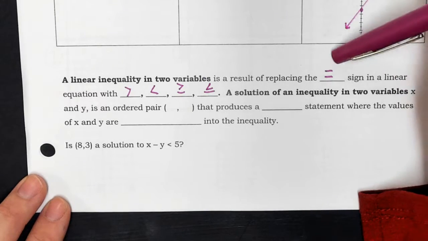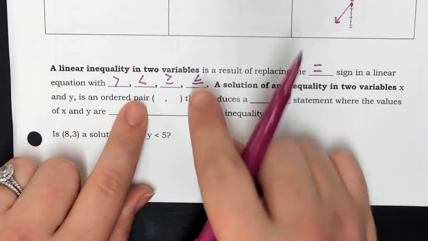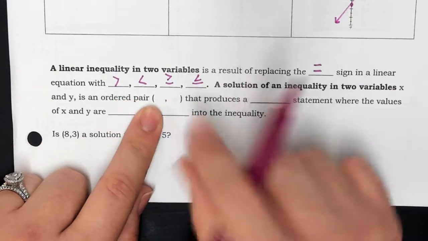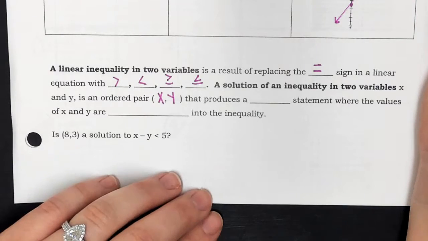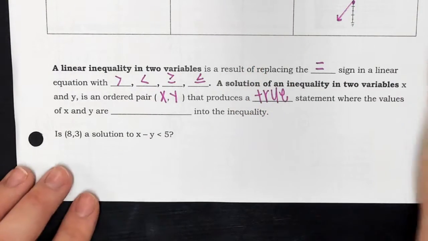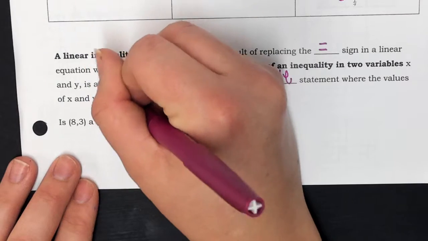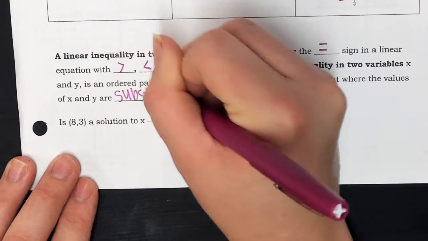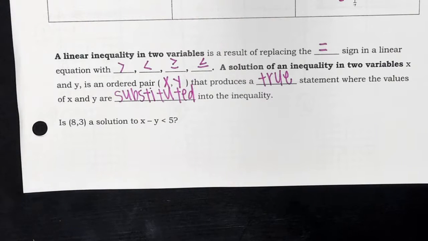A solution of an inequality in two variables, x and y, is the ordered pair. What do you think I would put right here if it's an ordered pair? X and y. That produces a true statement where the values of x and y are substituted into the inequality.